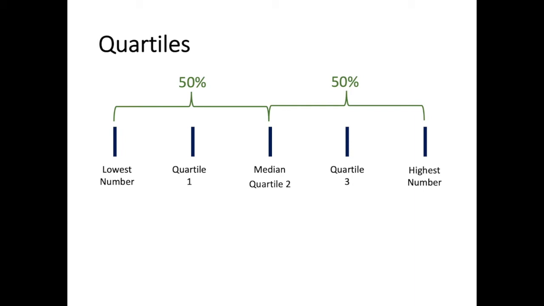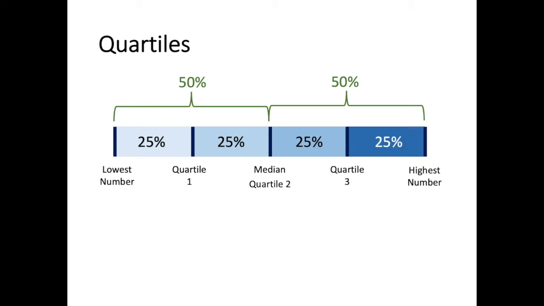So between the lowest number and quartile 1 is going to be 25% of my data. Between quartile 1 and my median value, which can also be seen as quartile 2, is going to be another 25% of the data. Between the median and quartile 3 is going to be 25% of my data. And then between quartile 3 and the highest number is going to be my last 25% of the data. So there are my quartiles that I can calculate to split my data into 4 equal sections, all containing the same number of values.